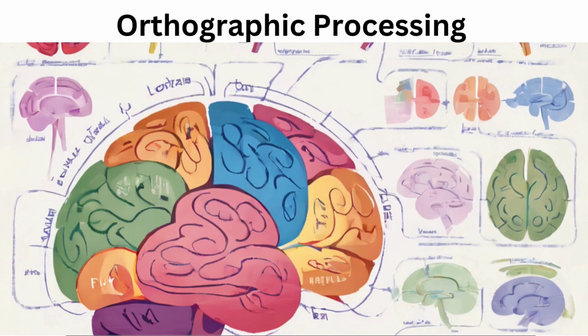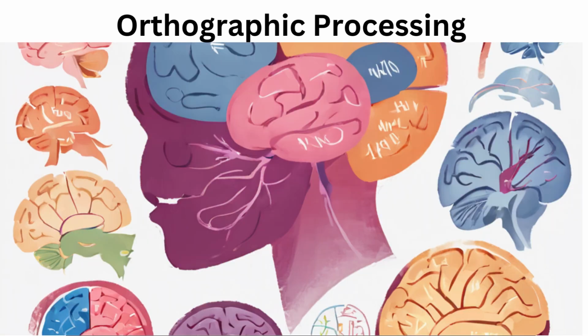Orthographic processing. Orthographic processing involves recognizing and storing the visual features of written words, such as the shape and order of letters. The left hemisphere, particularly the left inferior parietal lobule and the left ventral occipitotemporal cortex, which includes the visual word form area, VWFA, is involved in processing the orthographic information of words. The VWFA is believed to specialize in recognizing familiar words.